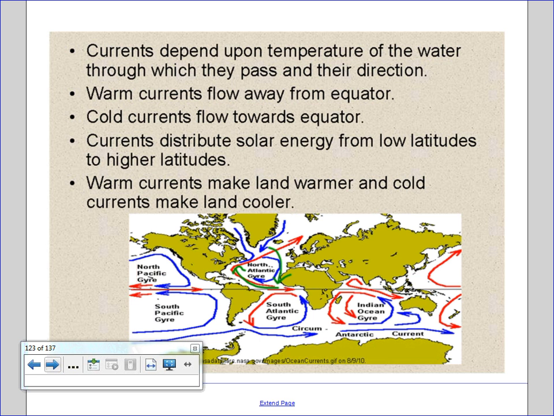And if you happen to be living near one of those, if you live near a warm current, your temperatures, your climate tends to be a little bit warmer. Right? But if you're near a cooler current, you tend to have cooler climate.